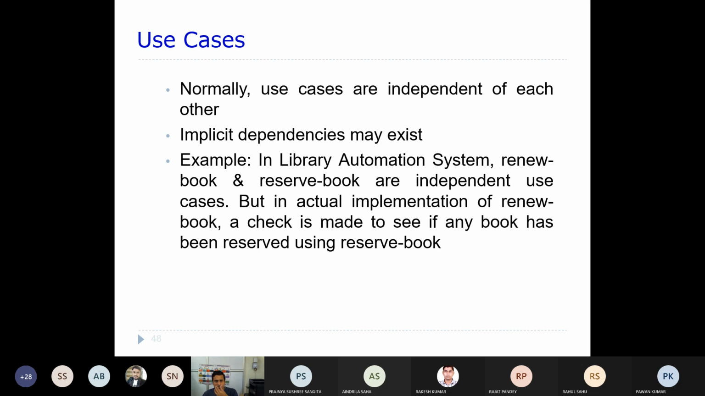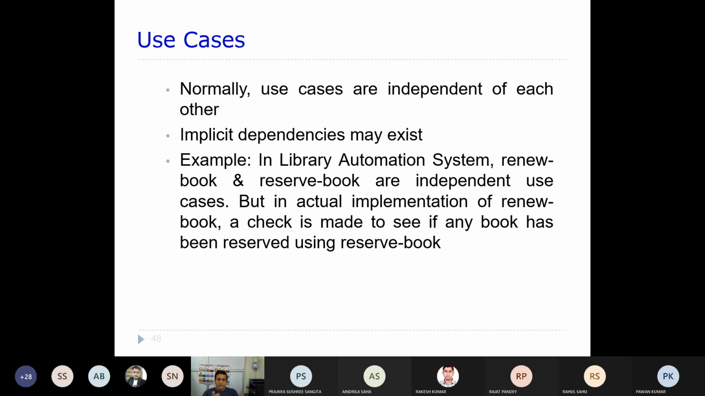Normally use cases are independent of each other, right? Now you see cash withdrawal is completely independent of money transfer or maybe balance inquiry. They will be completely independent from each other. But implicit dependencies may exist. Sometimes you may have some implicit dependencies.